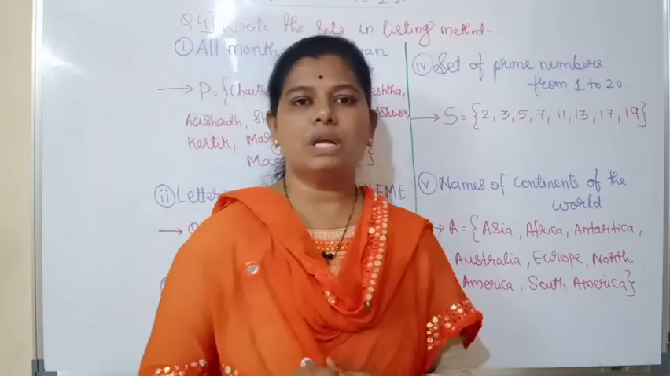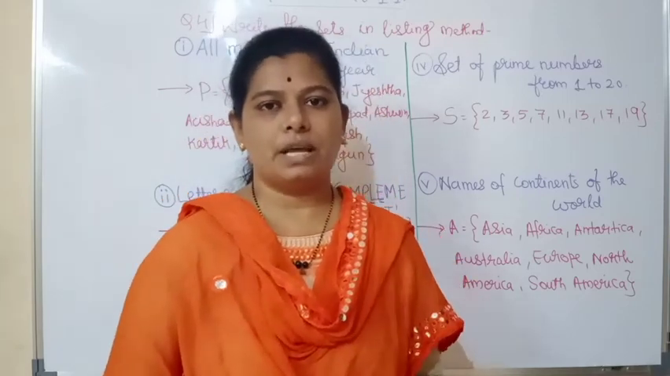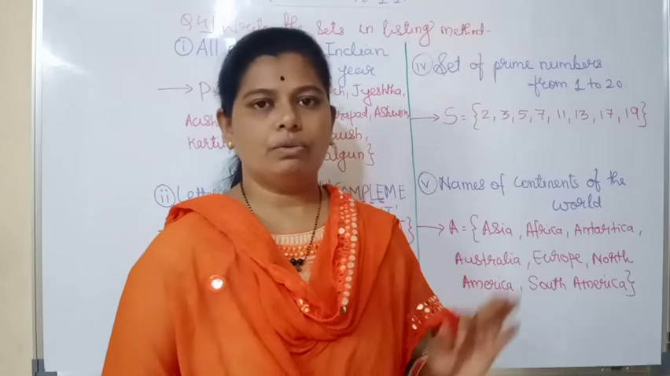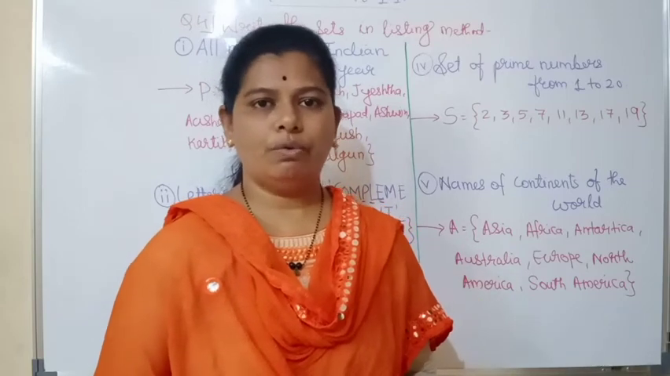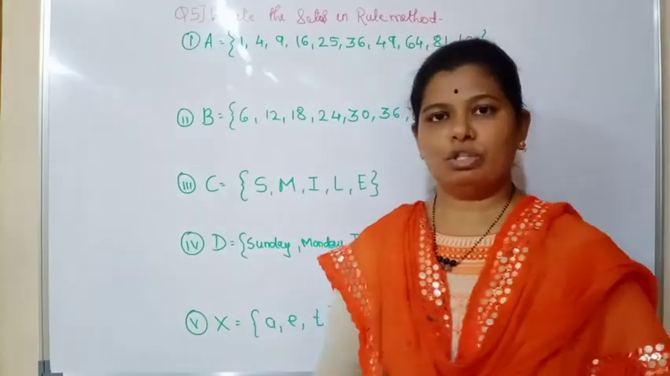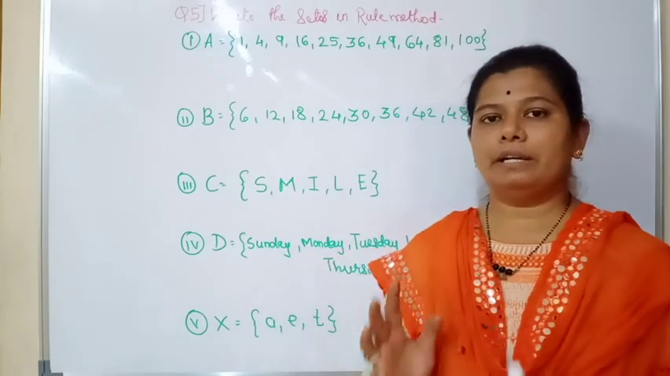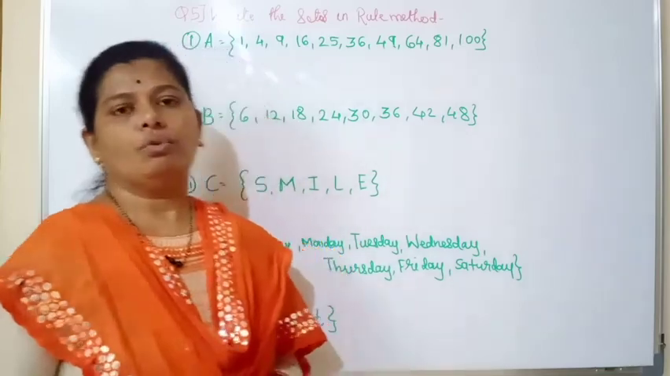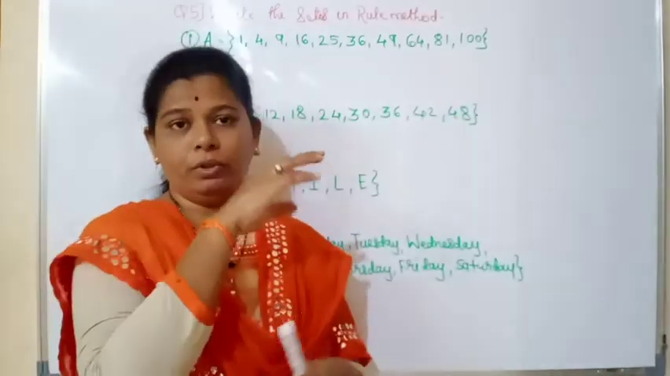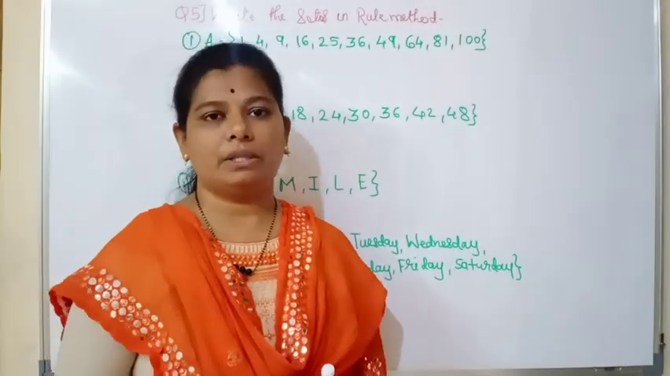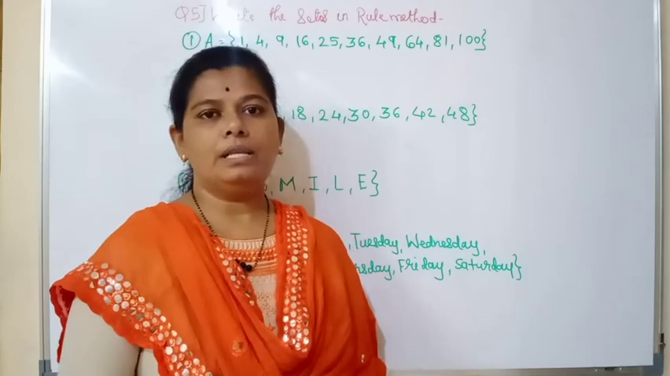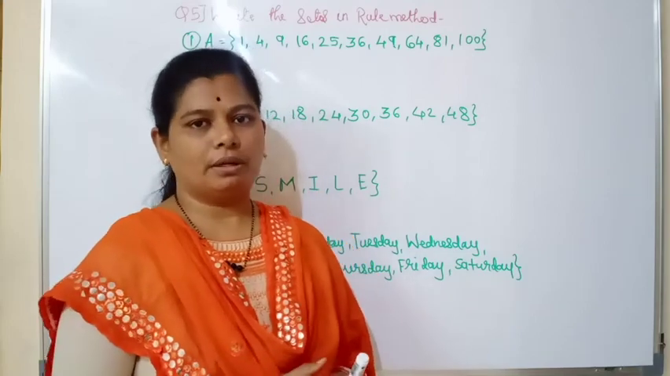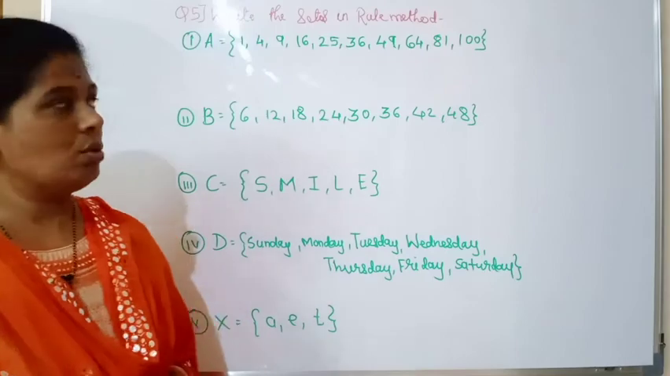Now we'll move towards the last question of this exercise. Okay, we'll see now the last question, that is question number 5. This is the last question of this exercise, right? That is write the sets in a rule method. Okay, so in this question the sets are in a listing method. So we have to write listing method into a rule method. Okay, so we'll move towards the first question.